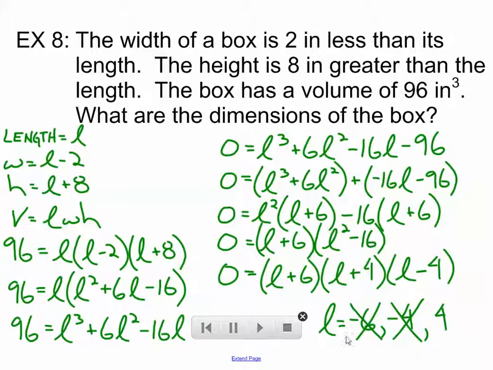Can you have negative lengths of a box? No, so I'm ignoring those negative answers. We only get one answer that makes sense for the length, and that is 4 inches. I'm sorry, yeah, it should be inches. I wrote centimeters.